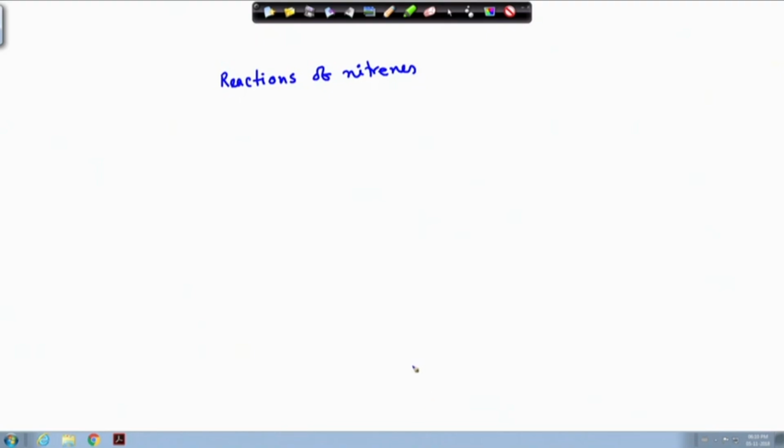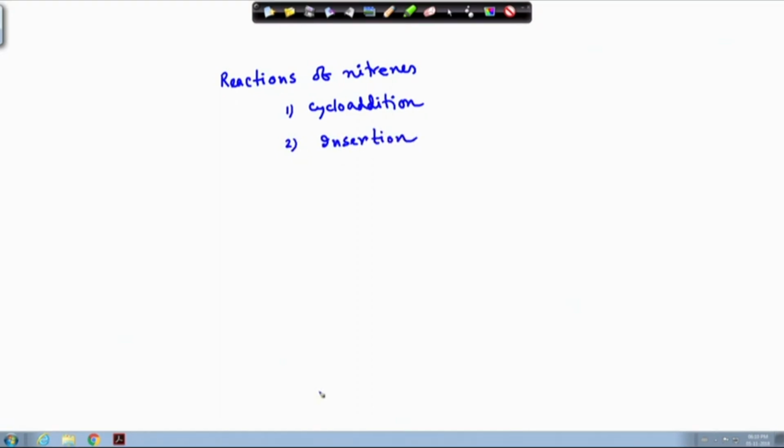So, reactions of nitrenes. Basically we will discuss the cycloaddition of nitrenes, similar to carbenes. In case of cycloadditions we will discuss the cycloadditions with alkenes, mostly, and then with alkynes. Then we will discuss various types of insertion reactions. It could be intramolecular, it could be intermolecular reactions for different types of nitrenes.